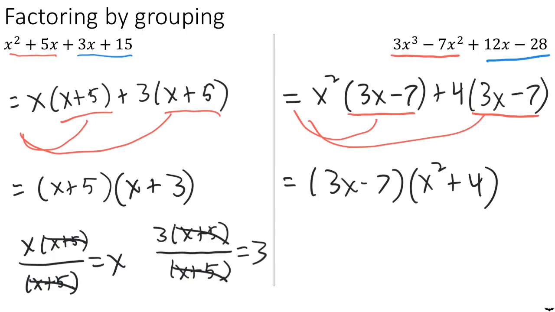And so once again, we have taken our initial expression, which had 4 terms in it, and we have factored it into a product of 2 binomials.